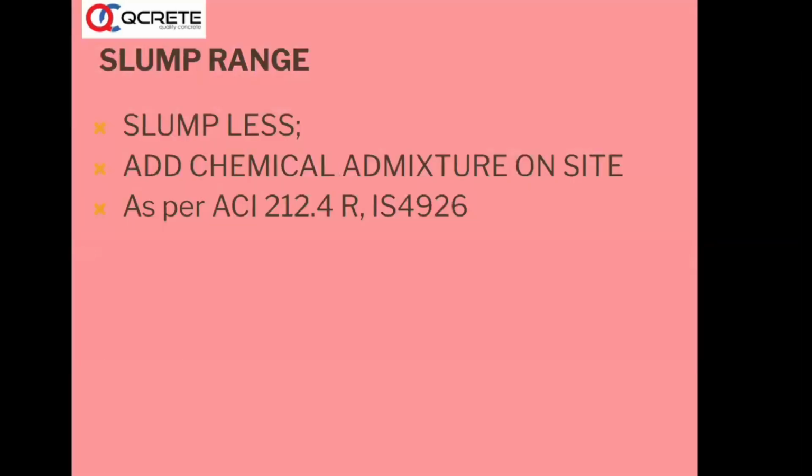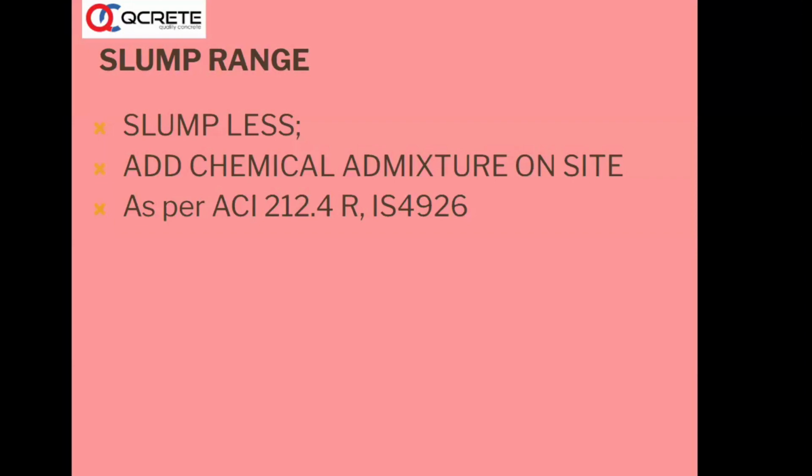So what happens if the concrete is stuck in a traffic jam? For example, in any of the Indian cities, you have traffic jams nowadays, and fully crowded ways actually. So a concrete is designed to reach the site in half an hour, but it is stuck in a traffic jam. What should we do? If the slump is less, we can add chemical admixture on site. You can add a superplasticizer on site and bring it to a pumpable or placeable level.